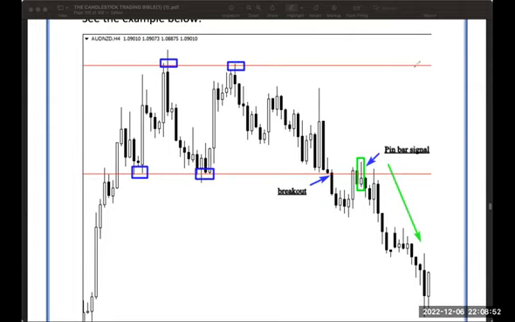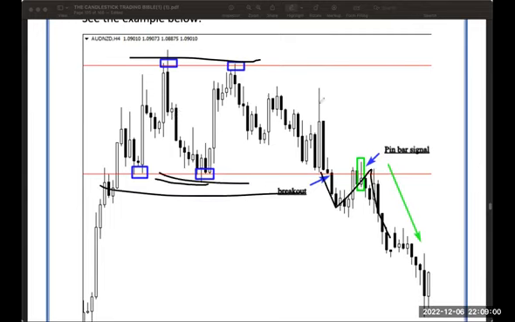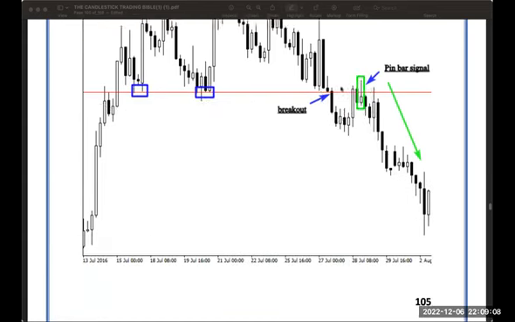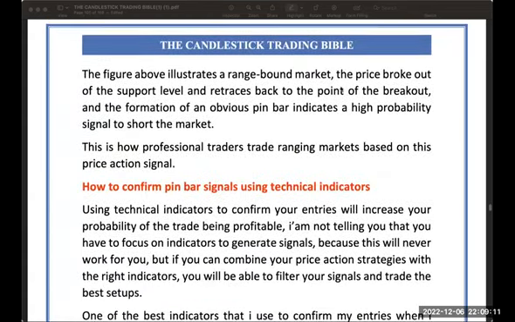And you can also do the same on your side, depending on what you trade. Okay, look for a ranging market, mark the zones, see how price reacted when it broke out. Did it fake out and come back inside? Did it break out? Okay. So you can see this H4 AUD/NZD. The figure above illustrates a range-bound market, and the price broke out of the support level and retraced back to the point of the breakout, and the formation of an obvious pin bar indicates a high probability signal to short the market. This is how professional traders trade ranging markets, based on this price action signal.